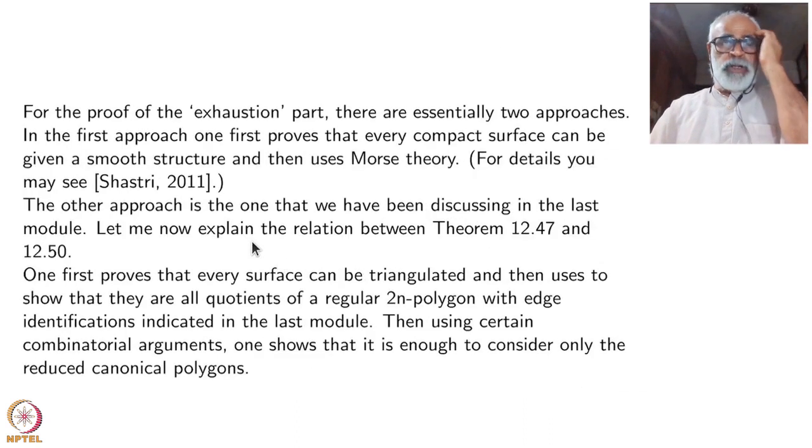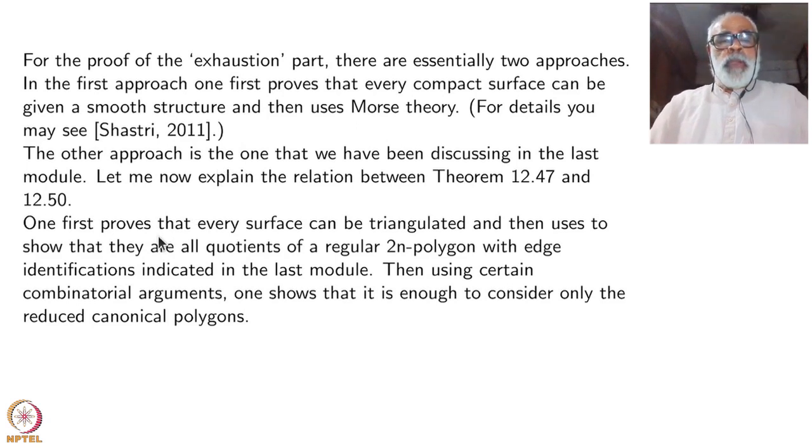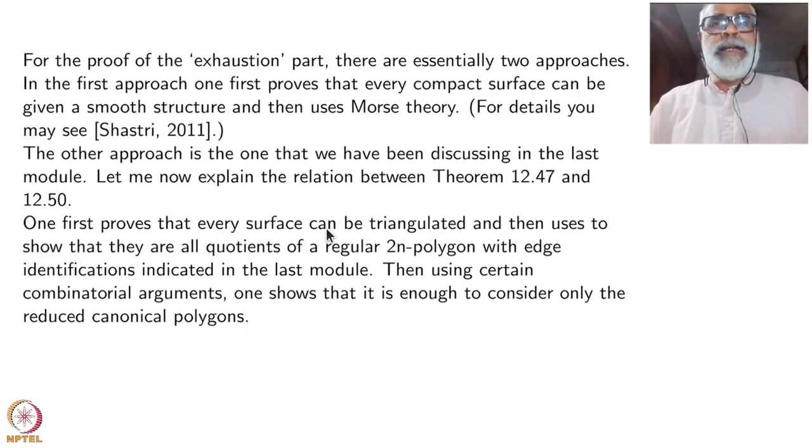Let me explain the relation between the previous theorem and this present theorem, namely in the second approach. One first proves that every surface can be triangulated. What is the meaning of triangulation? You can cut it into finitely many pieces, each of them homeomorphic to a triangle. Homeomorphic to a triangle is the same thing as homeomorphic to a disk, but you would like to think of them as triangular pieces with three edges.